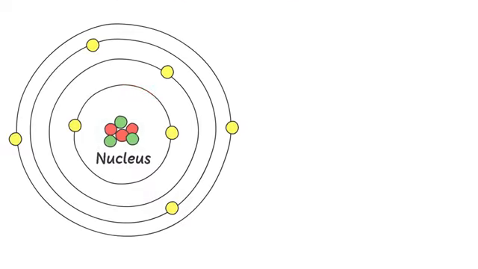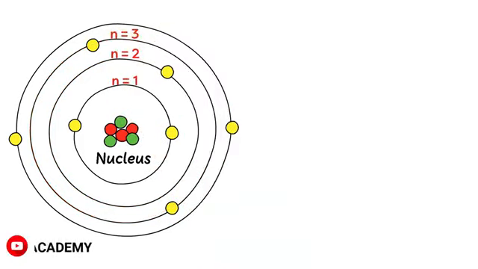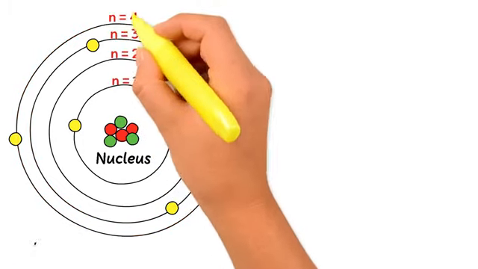For example, this is the first shell or energy level, so we write n is equal to 1. This is the second shell or energy level, so we write n is equal to 2. This is the third shell, so we write n is equal to 3. This is the fourth shell, so we write n is equal to 4.